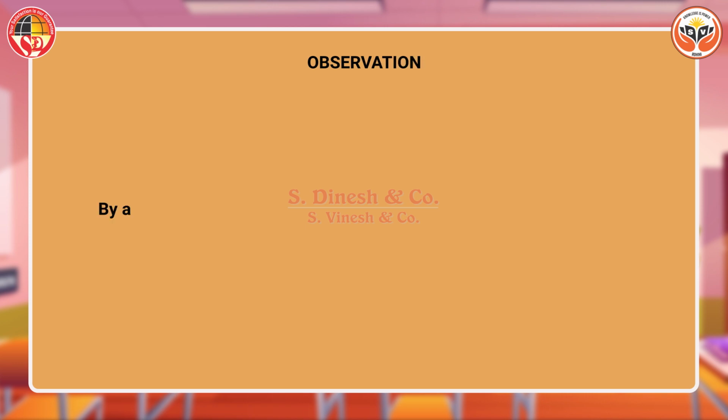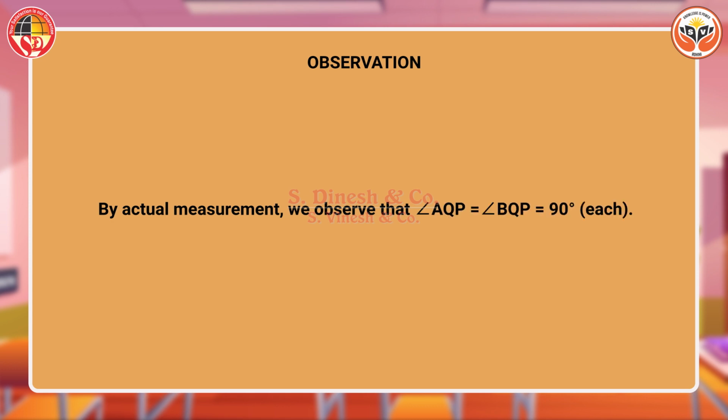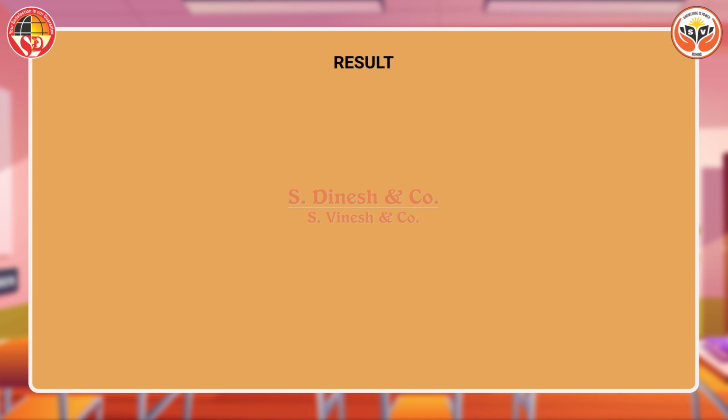Observation: by actual measurement, we observe that angle AQP is equal to angle BQP is equal to 90 degrees each. Result: this verifies that PQ is perpendicular to AB.